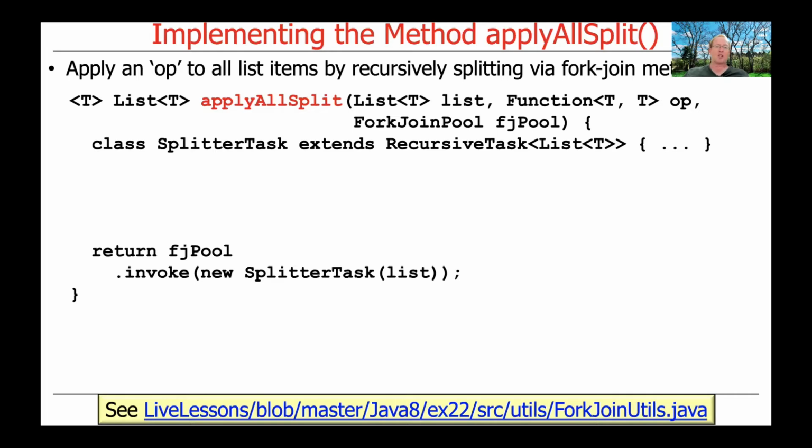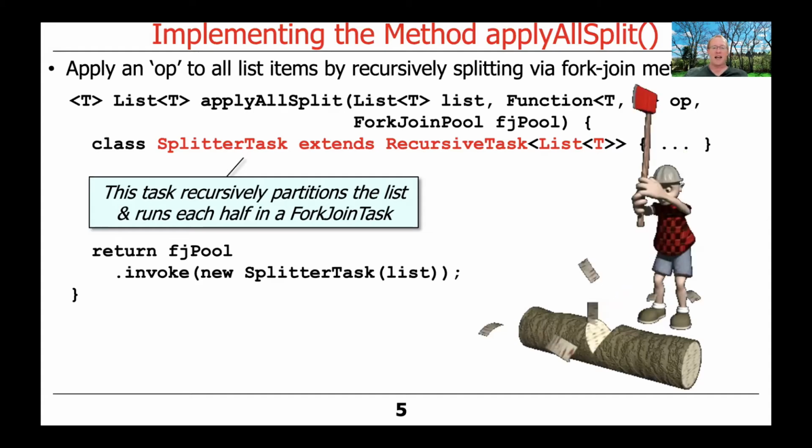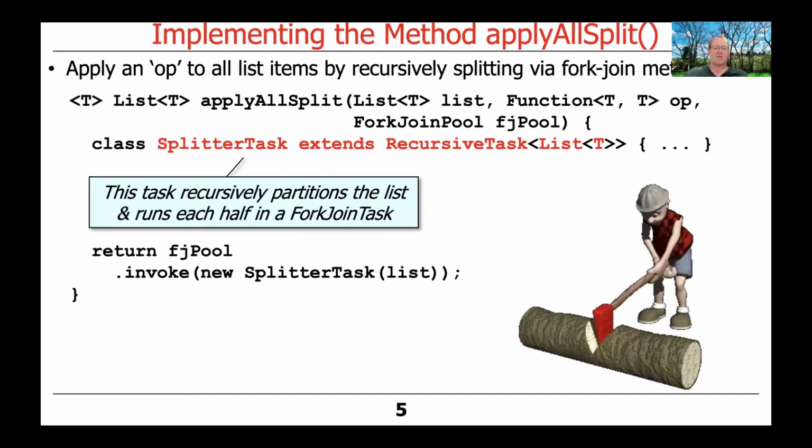We have an op, which is a function. We're going to apply that op to all the items by recursively splitting using fork join methods. And the signature is the same as before. We pass in a list, we pass in an op, we pass in the fork join pool, but the implementation is quite different. What we have now is a nested class called SplitterTask, and SplitterTask extends RecursiveTask.